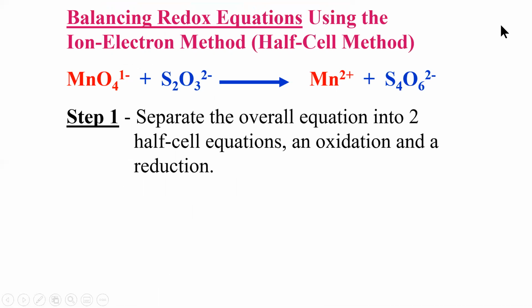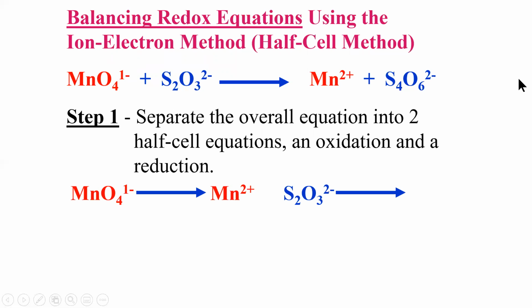Here we're going to separate the overall equation into two half-cell equations, an oxidation and a reduction. And the coloring is kind of leading us here. The manganese changed from this state to this state. So there's our first half reaction. And the sulfur is changing from this state to this state. So there's our two half reactions. One of them will be an oxidation, one will be a reduction. We don't know yet which that is, but let's follow the steps for this method.